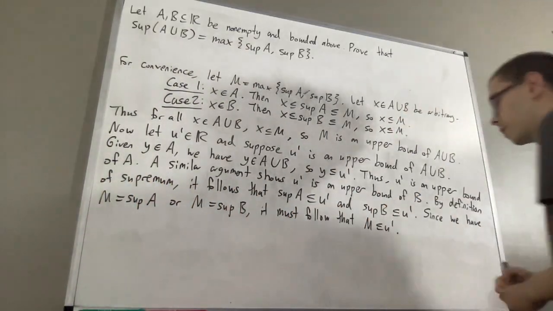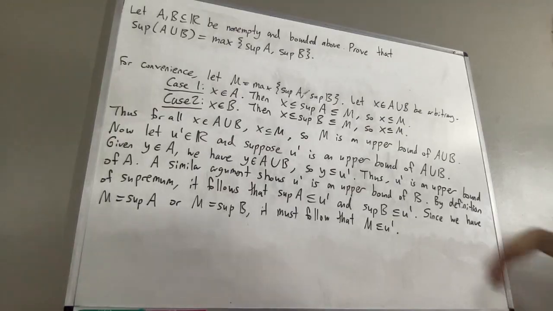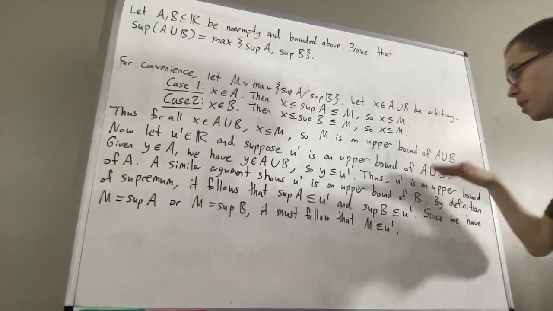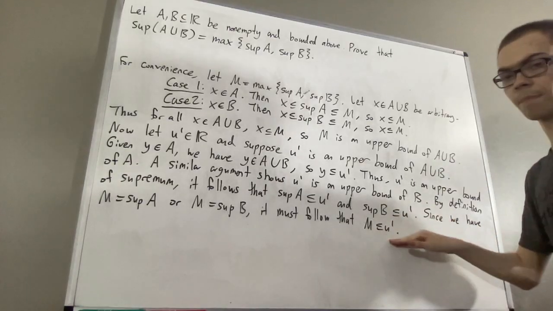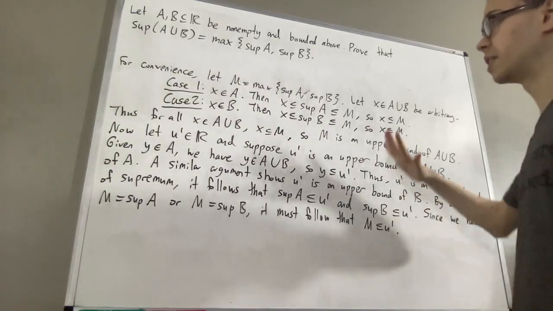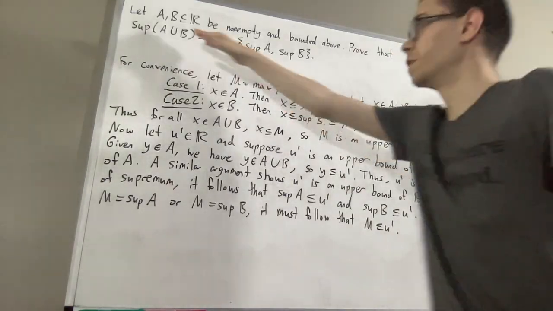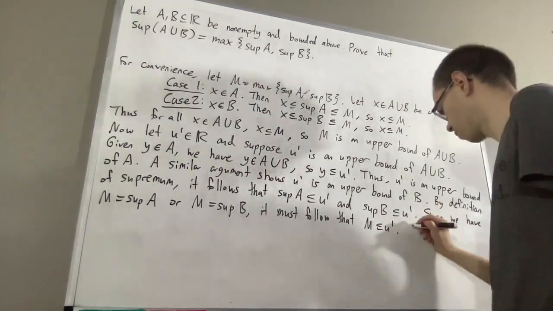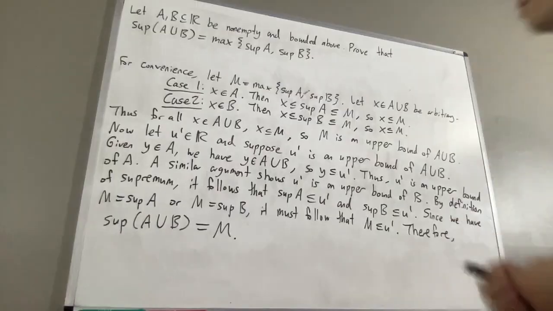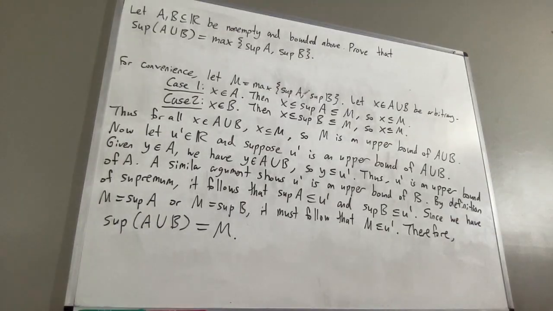And so we're done. Putting this all together, we see if u prime is any upper bound of the union of A and B, then m must be less than or equal to u prime. That verifies the second condition of the supremum of a set. So m is the supremum of the union of A and B. And so that's it. This completes this example problem.